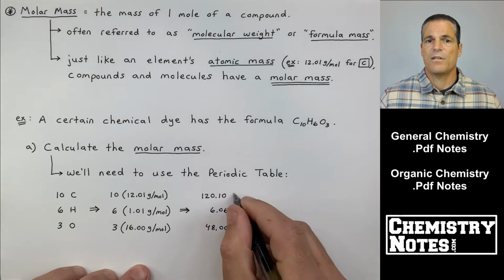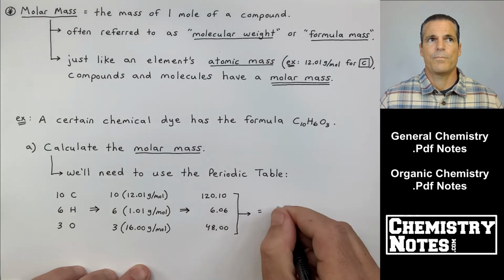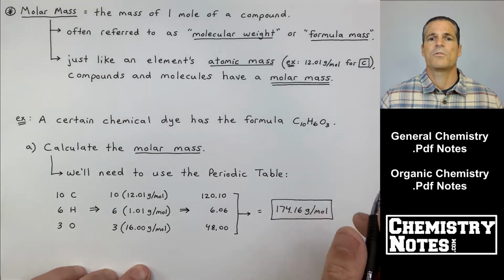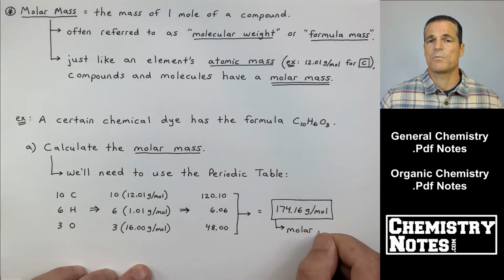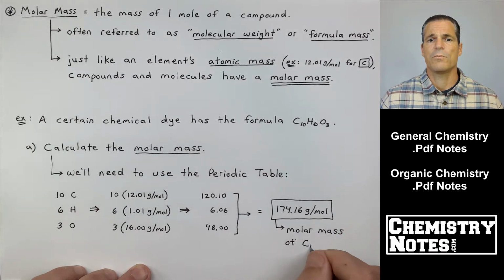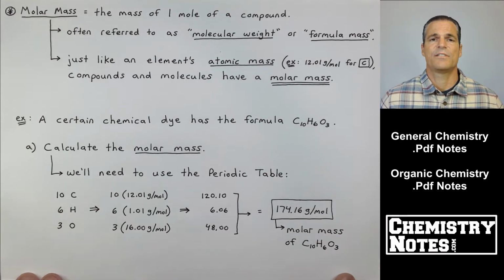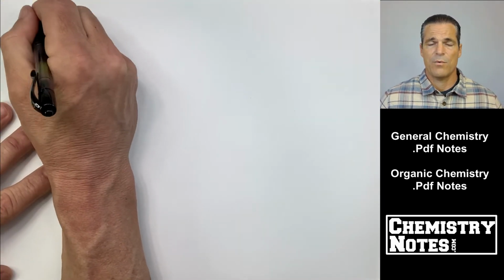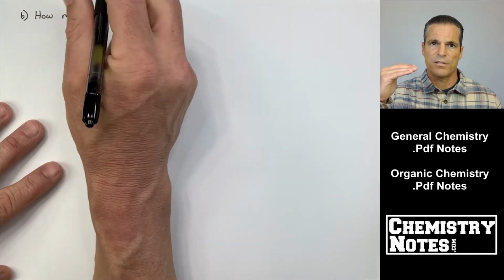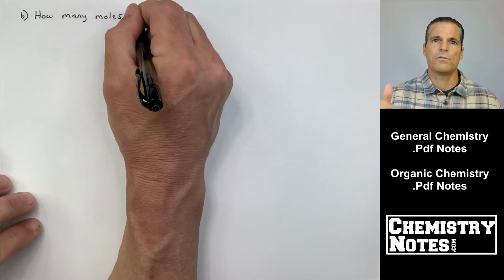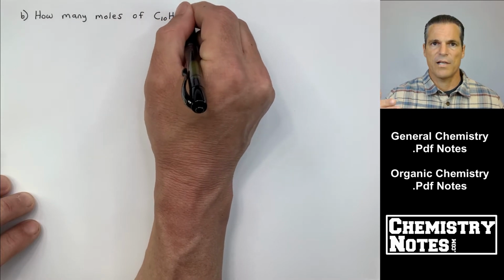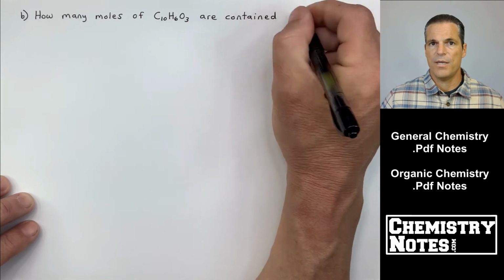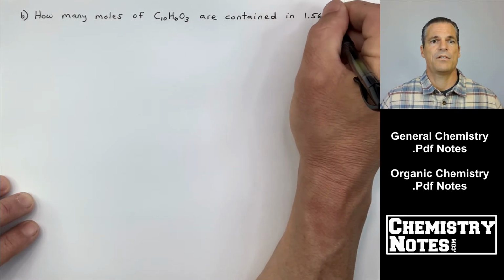Okay? If you add all these up, and I like to report my atomic masses and molar masses to the hundredths place, I just do 174.16 grams per mole. This is the molar mass or molecular weight of C10H6O3. Right? So that's kind of, I don't want to say no-brainer, but if you know what atomic mass is, it should follow suit that getting the molar mass or the molecular weight is just a matter of being careful with your calculator. All right, here's part B of that same sample problem, top of page 2.